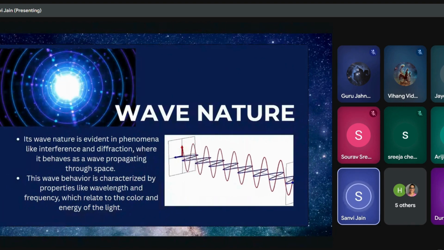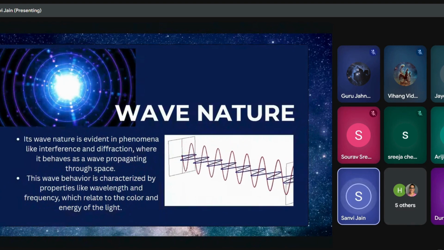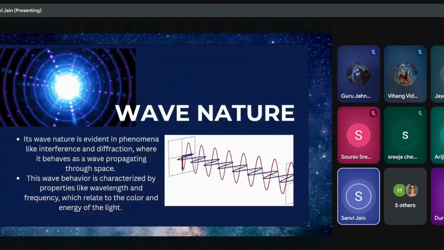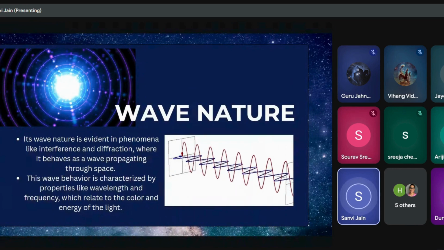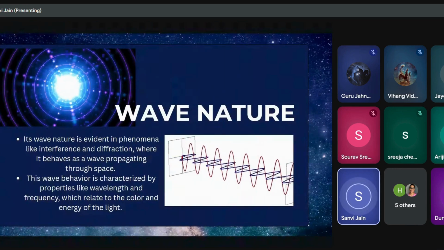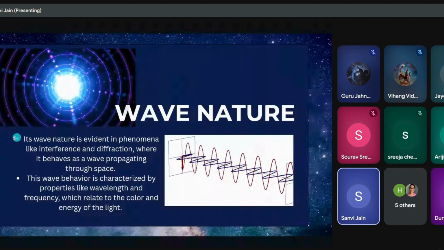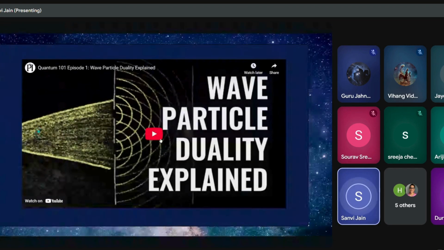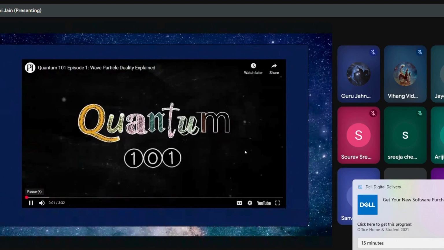James Clerk Maxwell later proved light is an electromagnetic wave traveling at 3 × 10^8 meters per second, fast enough to circle Earth 7 times in a second. The wave nature explains why stars twinkle and why even our best telescopes have fundamental limits. Now let's see a video on wave-particle duality.